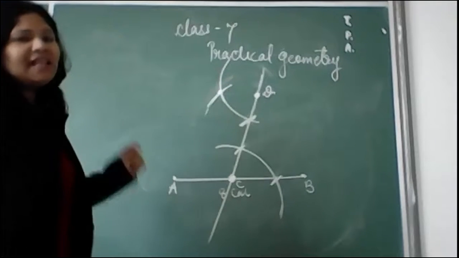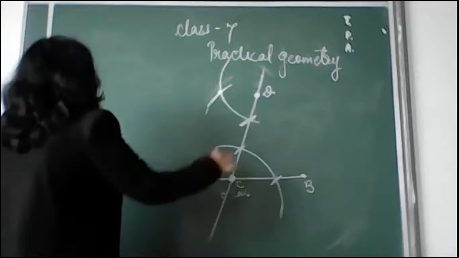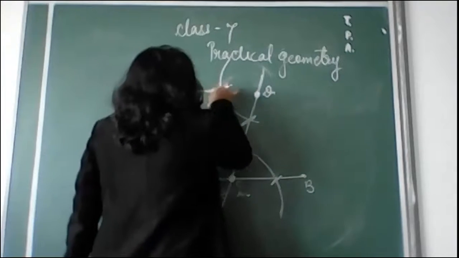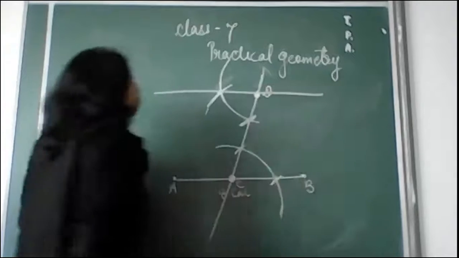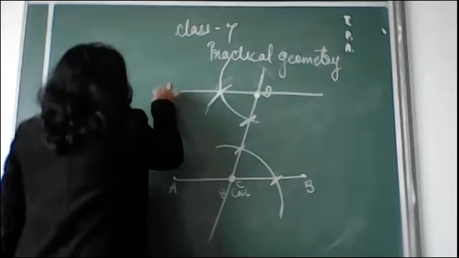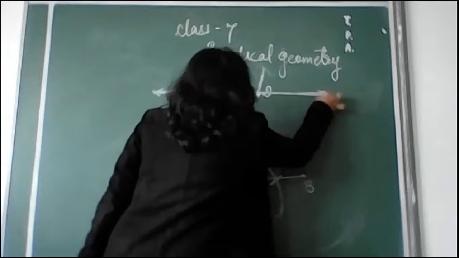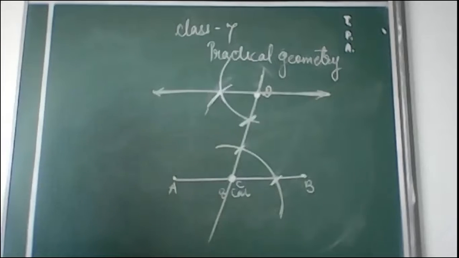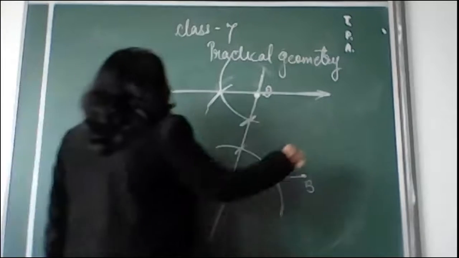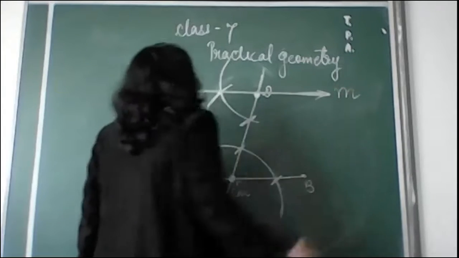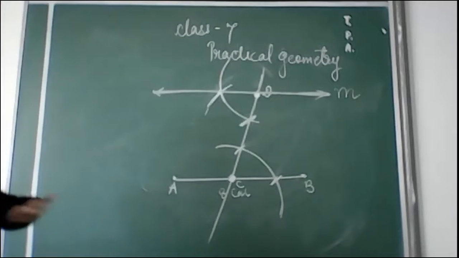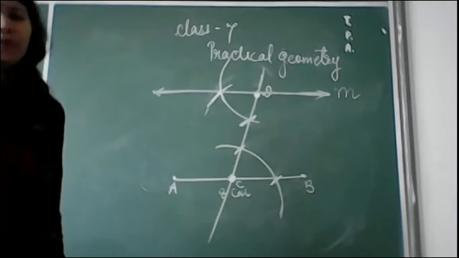Now take the help of the scale and just draw a line which is passing through these 2 points. Okay, and give the name, any name you can give. Let's say M, let's say N, let's say XY, let's say PQ, any of the names.